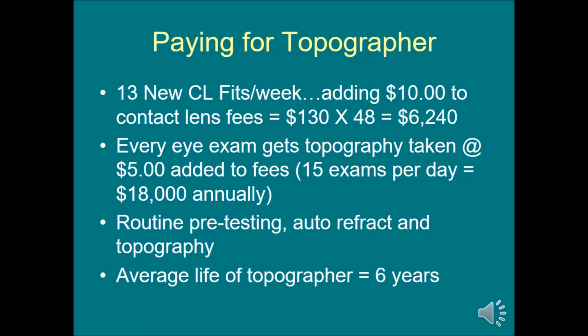The average life expectancy of a topographer, if you want your topographer to remain state of the art, is about 6 years. You'll need to replace it about every 6 years. So 18,000 times 5 years, roughly, is what your profit's going to be if you did that, adding $5 to your eye exam fee. That's not bad.